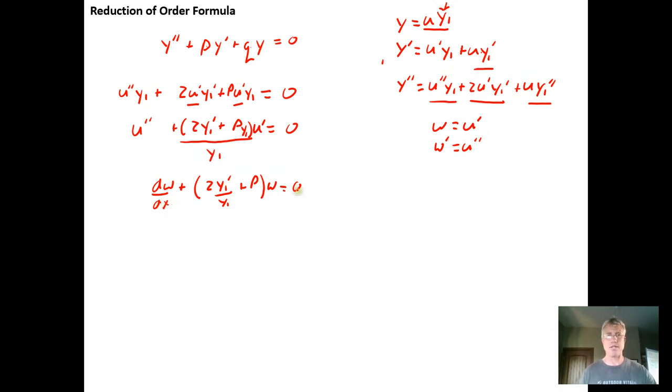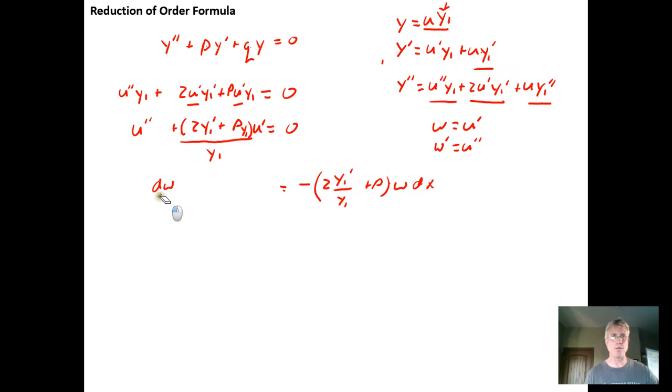And then if I subtract this term from both sides, I won't have a 0 over here anymore. I'll have the opposite of 2 times y sub 1 prime over y sub 1 plus p. And that's times w. That's by subtracting the w from both sides. Multiply both sides by the dx. Multiply both sides by 1 over w. And I wind up with 1 over w dw. And this stuff here is all dx stuff. And thus we integrate.